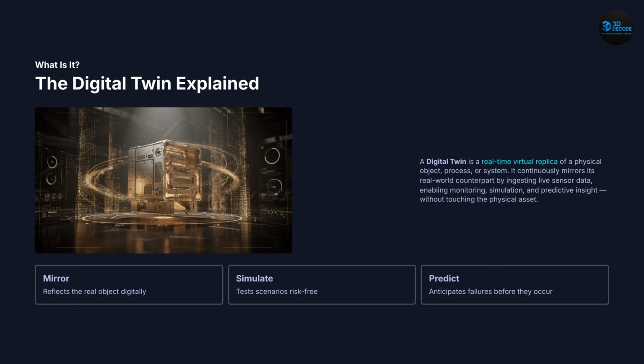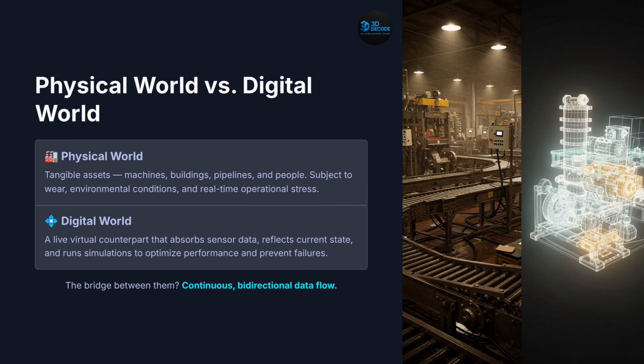A digital twin is a real-time virtual replica of a physical object, process, or system. It continuously receives live sensor data from the real world, allowing engineers to monitor, simulate, predict, and optimize performance without touching the actual asset. Slide 2.